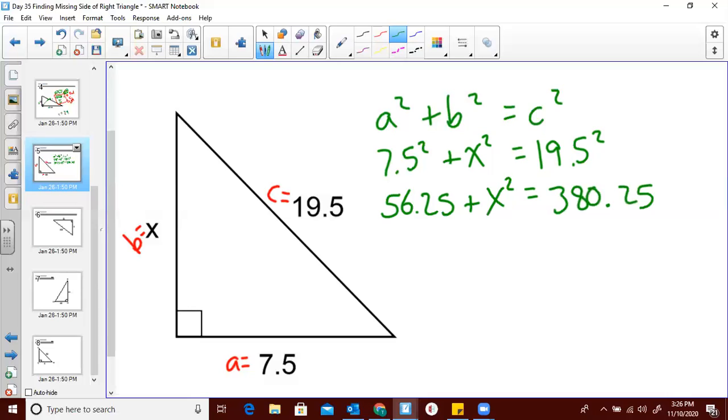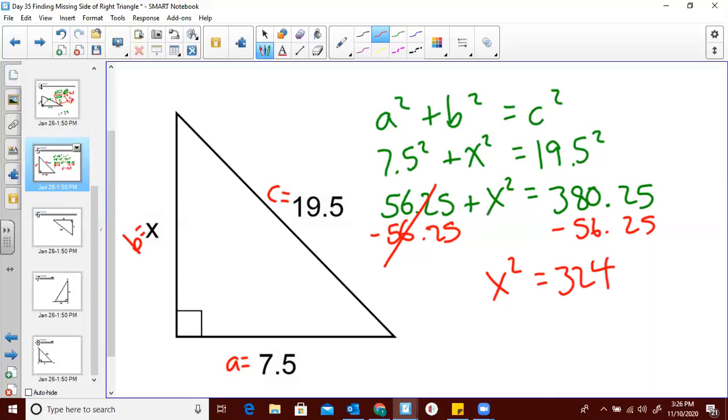Well, look, now we pretty much have a two-step equation. It just looks a little different because we have this unknown variable being squared. Well, first step is going to be to subtract 56.25, and that'll cancel out on the left. But if we do it to one side, we have to do it to the other. Right? And look, I'll have x squared equals 324, and the decimals go away. So it's just going to be 324.